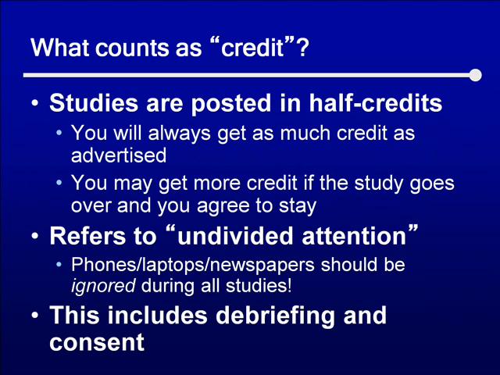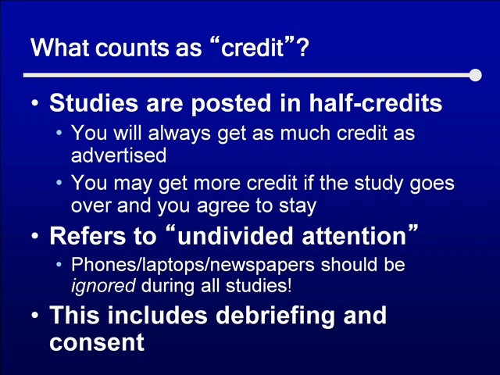Studies are always posted in half credits, so as I talked about earlier, 1 credit equals 1 hour of participation in research. So studies will typically be 0.5 credits, 1 credit, 1.5 credits. You'll always get as much credit as advertised, and you can potentially get more credit if the study goes over and you agree to stay. So if the researcher says, okay, we're at the end of this hour, but could you just go a little longer? You always have the right to opt out, so you can say no, but if you can go a little longer, you'll get more credits for your time, essentially.